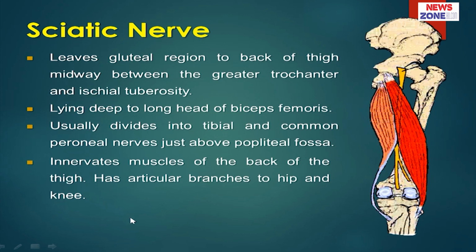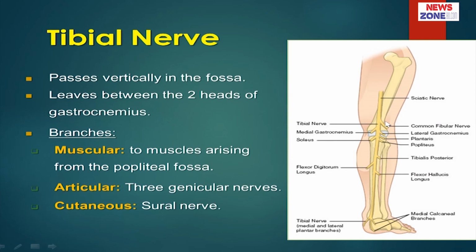It innervates the muscles of the back of the thigh, and has articular branches to the hip and the knee joint as well. So the tibial nerve, which is a terminal branch of the sciatic nerve, has muscular branches that supply the muscles of the popliteal region, and also articular branches. Those articular branches are present as three genicular nerves, and a cutaneous nerve which is called the sural nerve.